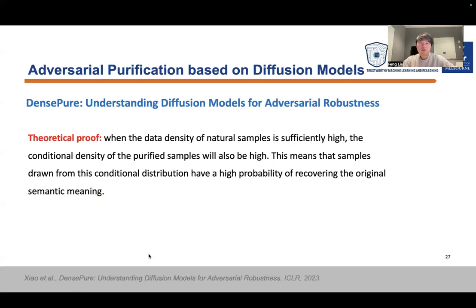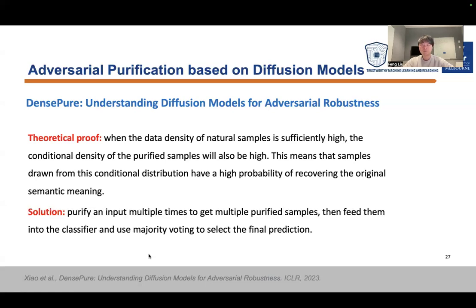And then researchers try to understand the diffusion model for adversary robustness, right? Because they have some problem about t, okay? And this method is called DensePure. They provide a proof that when the data density of natural samples is sufficiently high, the conditional density of the purified example will also be high. This means that samples drawn from this conditional distribution have a high probability of recovering the original semantic meaning.